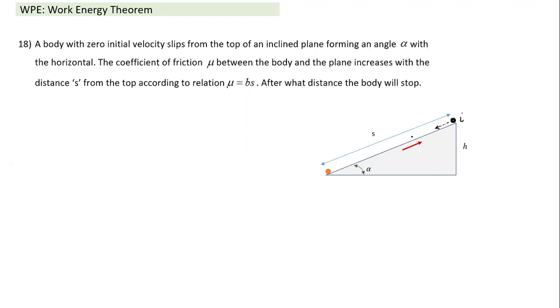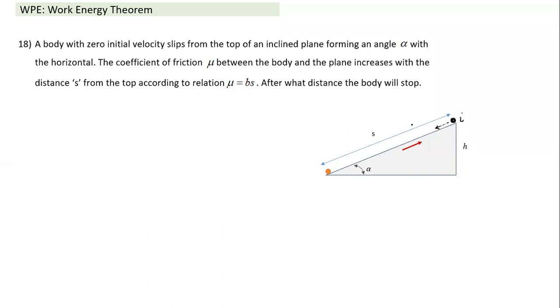Initially, it will have downward acceleration. That's why it started slipping. And as the friction keeps increasing, when the friction force becomes equal to mg sin theta, its downward acceleration becomes 0. After that, it will keep moving, and when the friction force becomes greater than mg sin theta, it will start slowing down and finally it comes to rest. So what is given in this question?